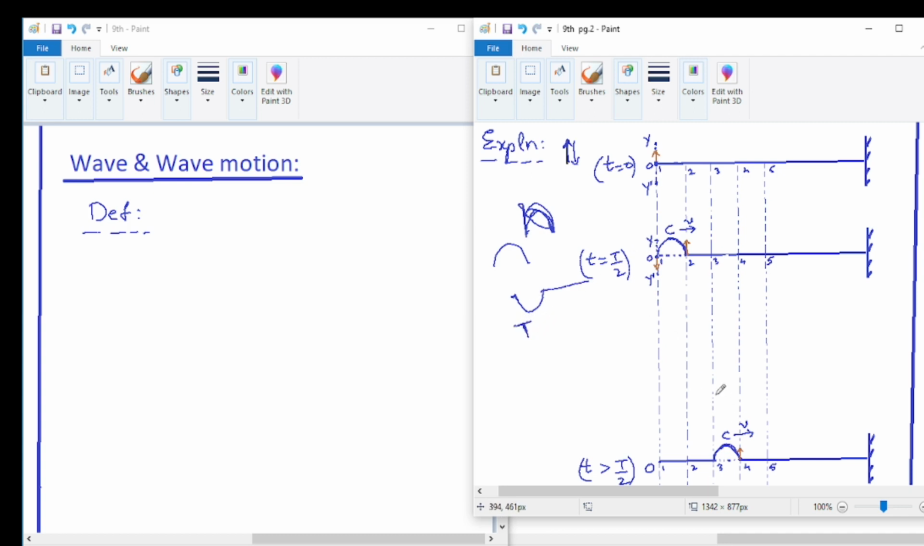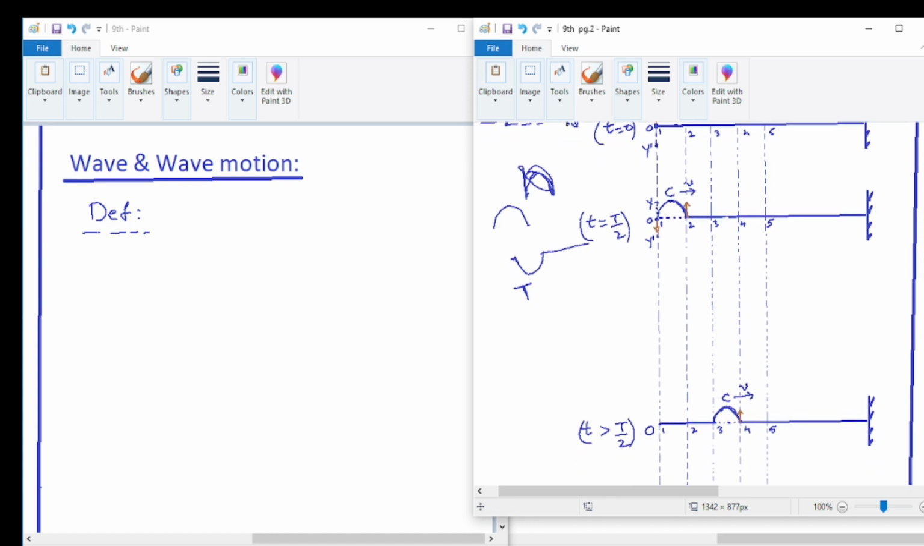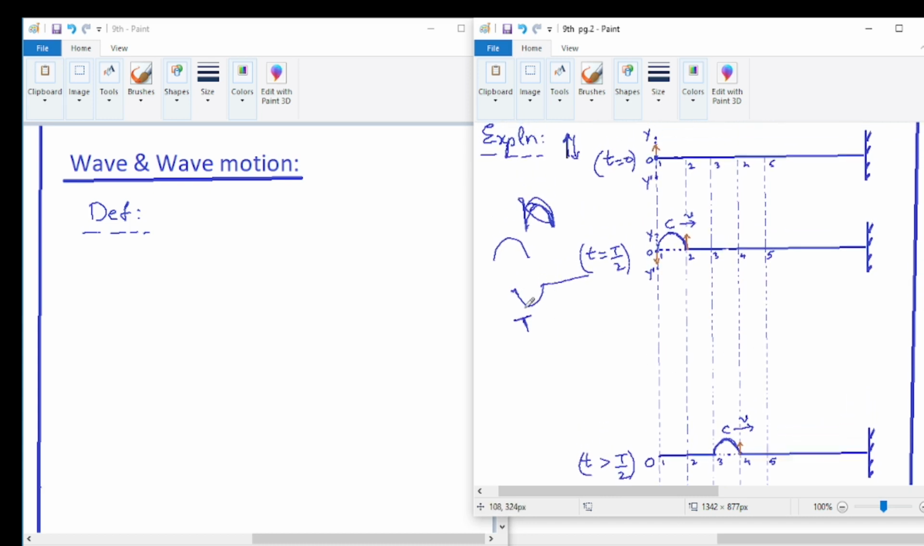In the next diagram, a trough is also shown here, but I'll move it down a little later. For now, we can understand it from the same diagram. We can also understand the trough. But how is a trough formed?